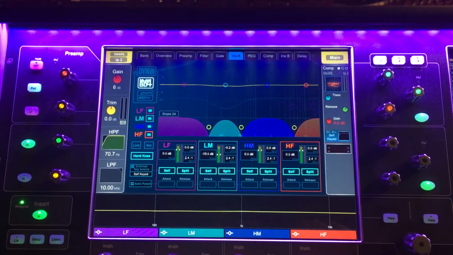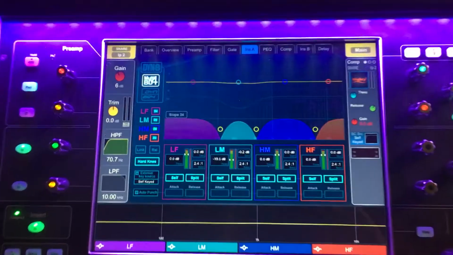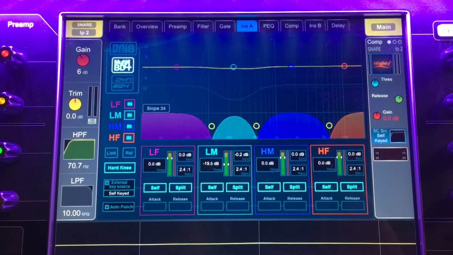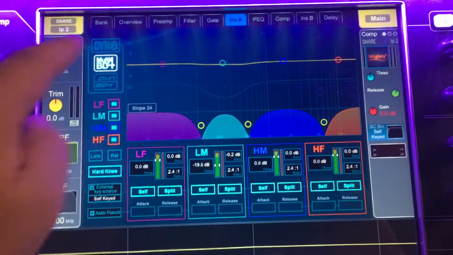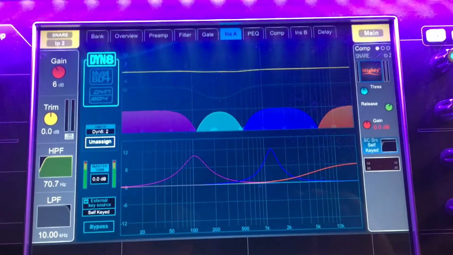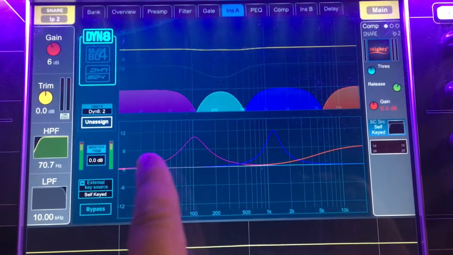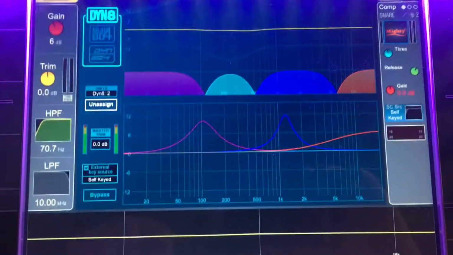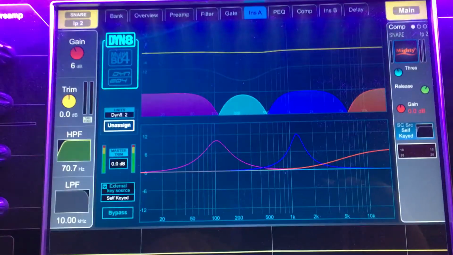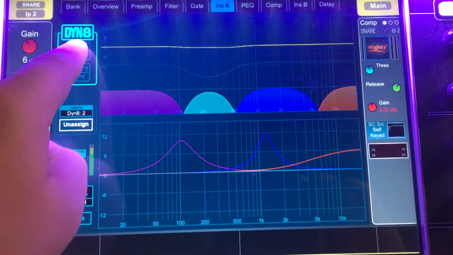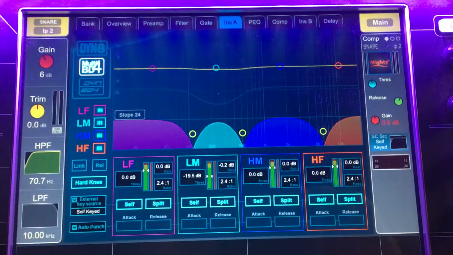Okay, we're going to look at what a multiband compressor is and how it applies to the Dyn8 plugin. So again, this is the overview of the Dyn8. This is where I see the multiband compression on the top and the dynamic EQ on the bottom. We haven't talked about what dynamic EQ is yet, but we're getting there. But first, let's unpack the multiband compressor.